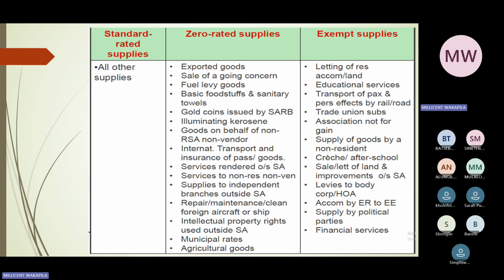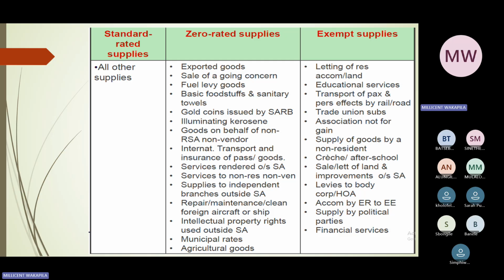And then international transportation, right, meaning when you are transporting passengers or goods outside of South Africa, you are charging VAT at 0% as well. Services rendered outside of South Africa are zero rated. It's the same as exported goods. Services to non-residents, non-vendors, right? Zero rated because they are non-residents and non-vendors. Supplies to independent branches outside South Africa, right?